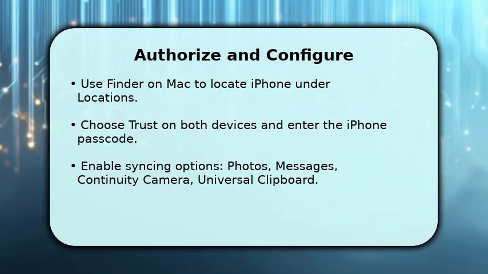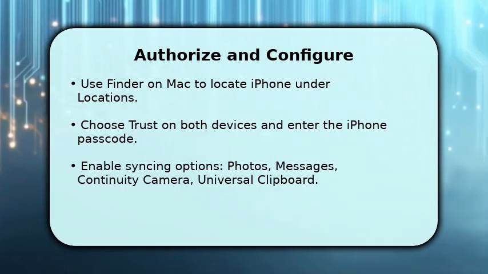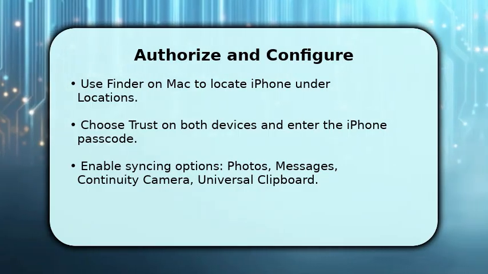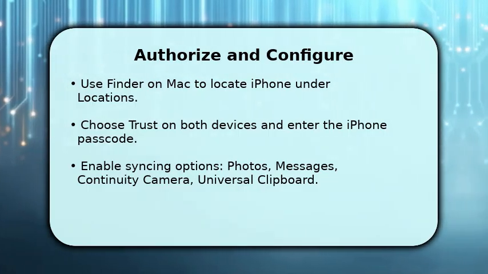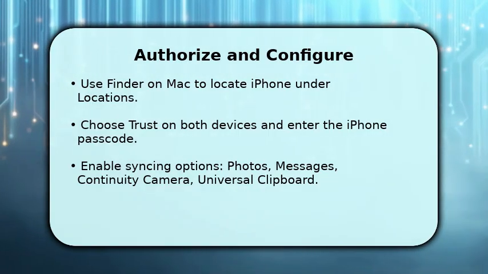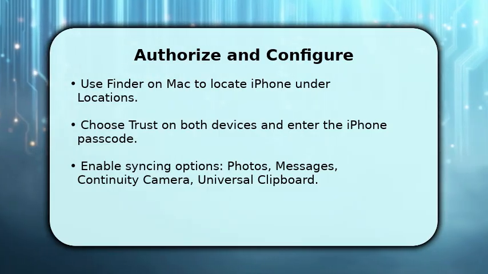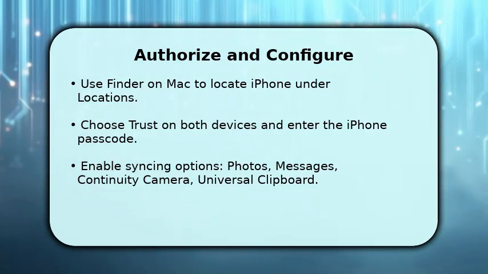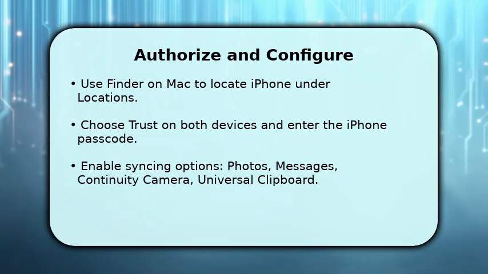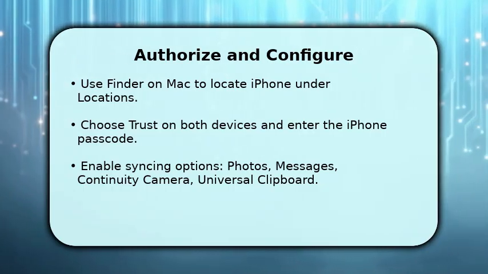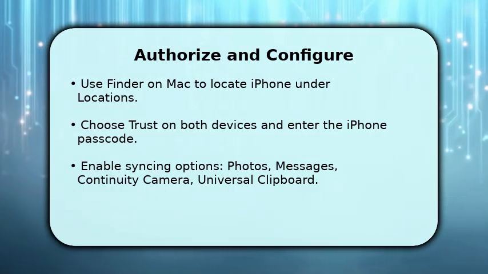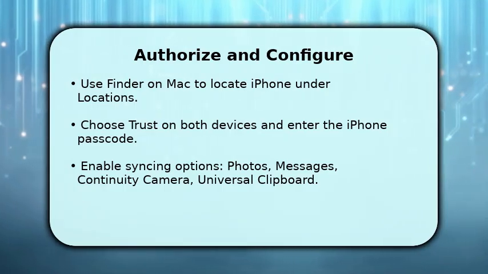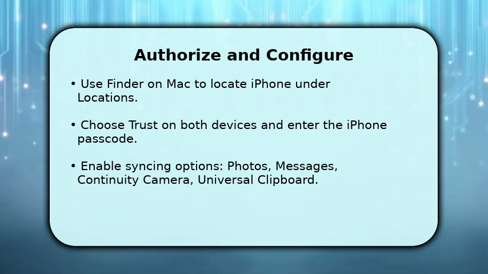You now perform the essential authorization steps so the devices can share data. On Mac, open Finder and select your iPhone under Locations. This initiates a secure session. When prompted, tap Trust on the iPhone and confirm by entering its passcode. This step creates a secure pairing key so files and services can flow. Next, select which sync options to enable, photos, messages, or continuity features, and click Apply. These choices determine how and why content moves between your devices.